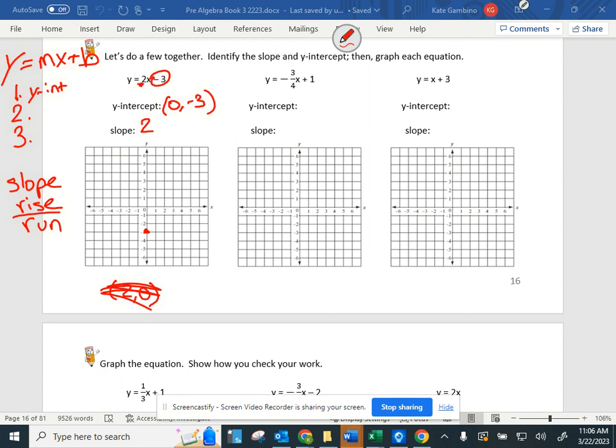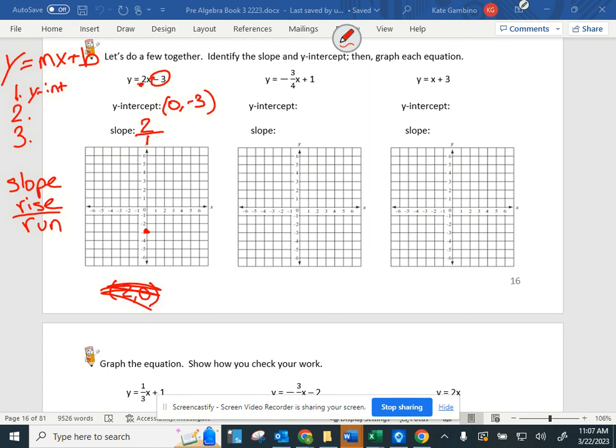What do you think, James? 2 over 1. Why would it be 2 over 1? Because 2 divided by 1 is 2. So they simplified it to a whole number. So if it's not a fraction, if it's a whole number, you know the run is always going to be a 1.